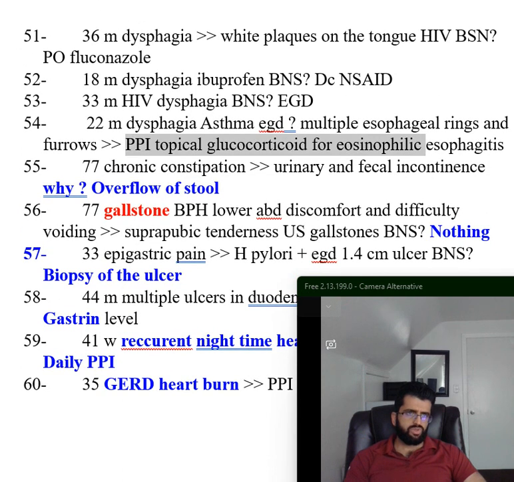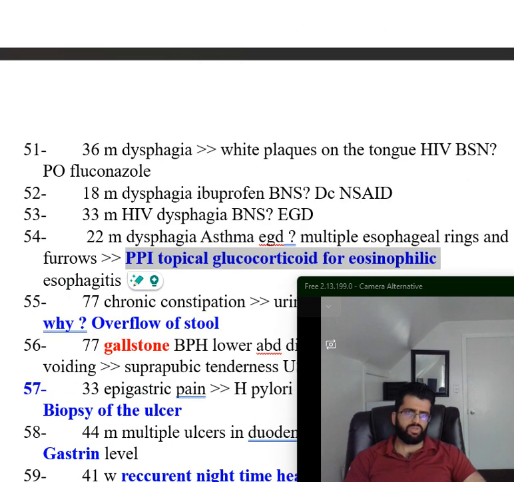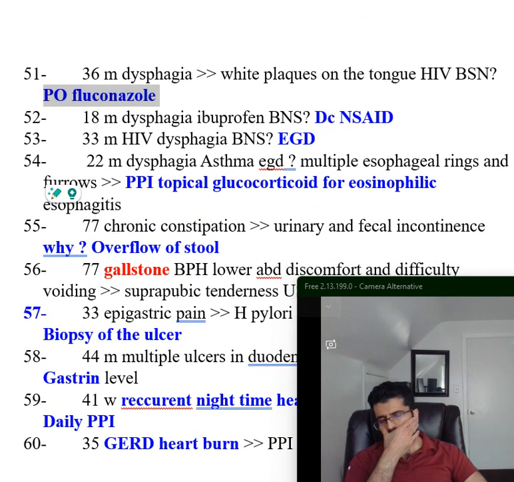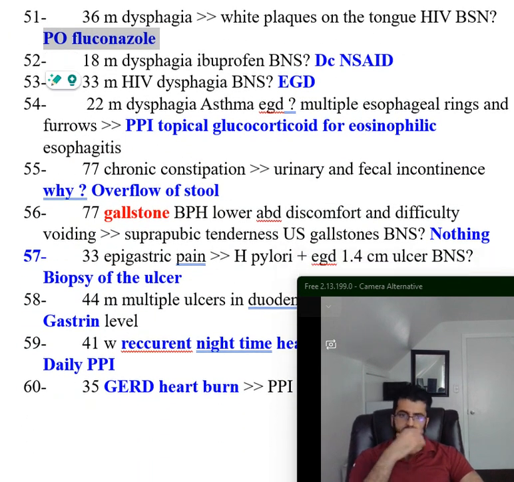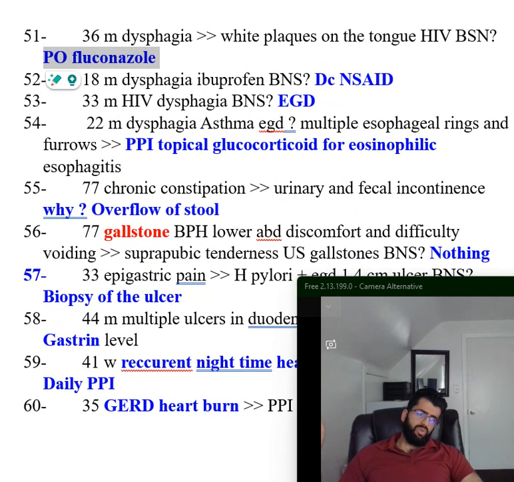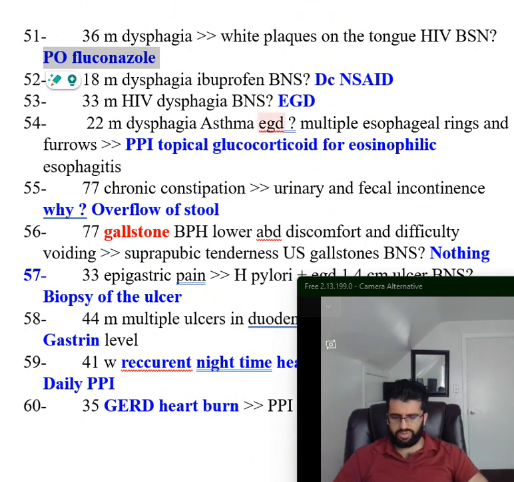Discussion: steroid for eosinophilic esophagitis with PPI, multiple rings, EGD for HIV and asthma. Discontinue NSAID for NSAID-induced dysphagia. Fluconazole when there is white plaque, dysphagia, and HIV. So this is what we talked about: HIV dysphagia, asthma dysphagia, NSAID dysphagia. We talked about heartburn, and that concludes our session for today. Thank you for listening.